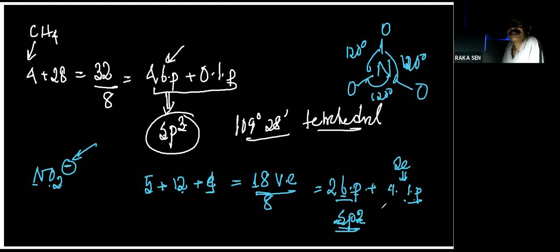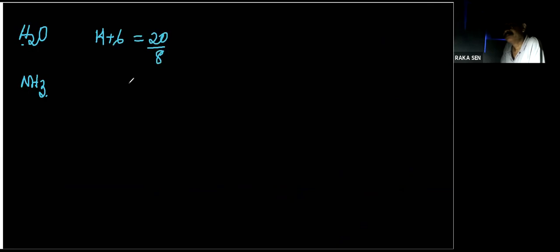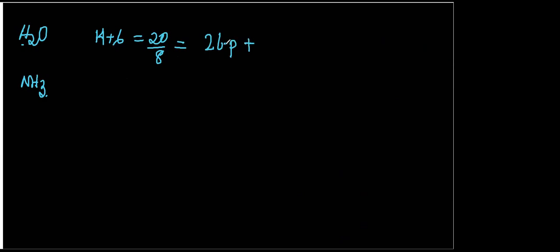हाँ सर. वाटर कर ले, एमोनिया कर ले, कोई बात ही नहीं है. फिर दोबारा से हाइड्रोजन में 7 लेंगे. 14 plus 6, 20, divided by 8. 2 bond pairs, and 4 remainder electrons. That means 2 lone pairs.